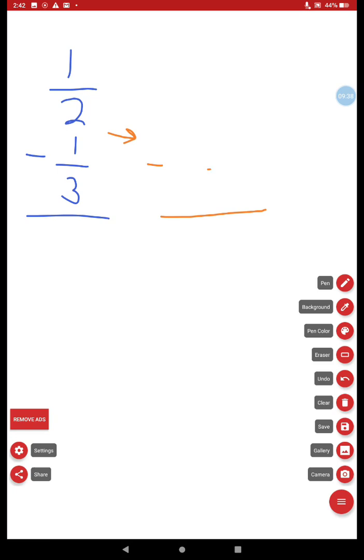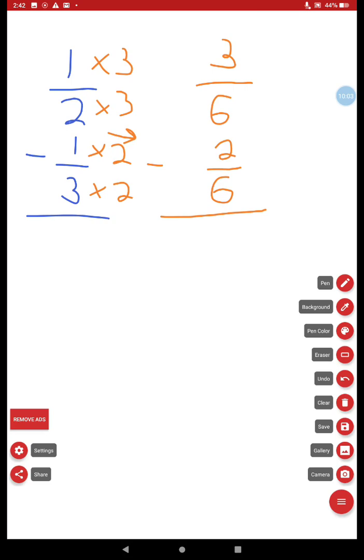Denominator of 6. Yeah, how do you change a 3 into a 6? 3 times 2 equals 6. Whatever I do to the bottom, I do to the top. 1 times 2 is 2. Let's convert the top one now. How do you change a 2 into a 6? 2 times 3 is 6. 1 times 3 is 3. So now I have 3/6 subtract 2/6.